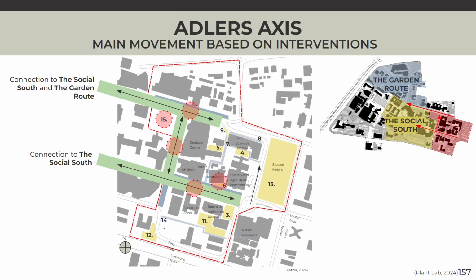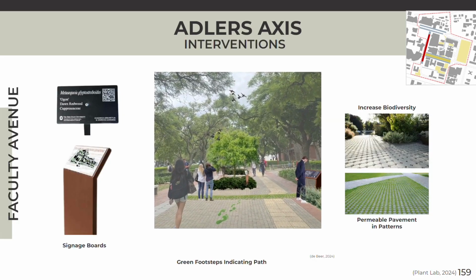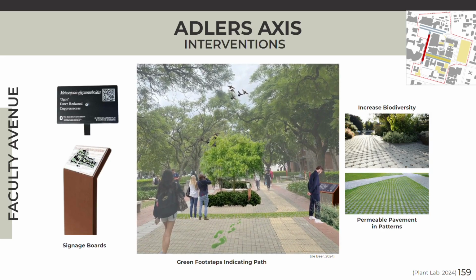Our main movement was influenced by the connection between the sites as well as the sculpture route. This influenced our decision-making process in choosing our intervention areas. Our first intervention is Faculty Avenue. We want to introduce a variety of elements to add more life into the region. By introducing signage boards, it would give the user a better understanding of not only the new vegetation introduced, but also where the path they are on leads to.